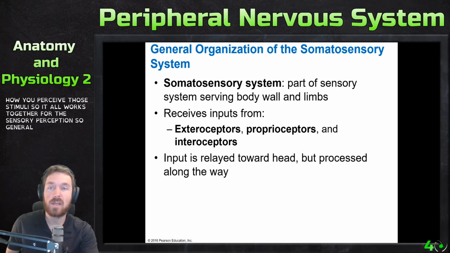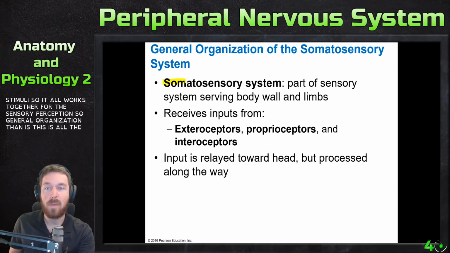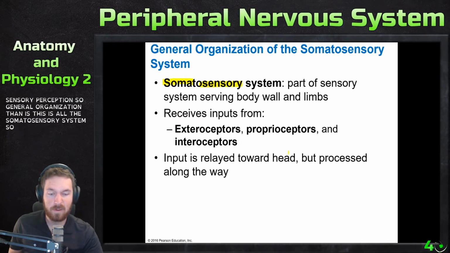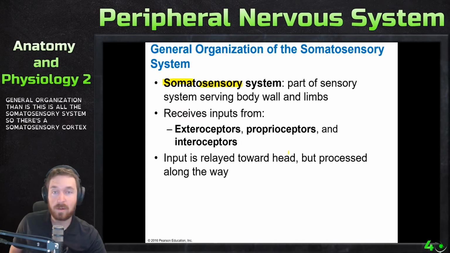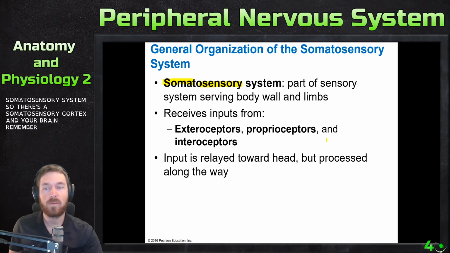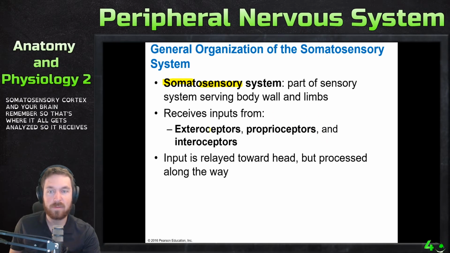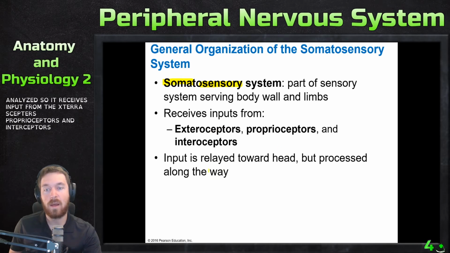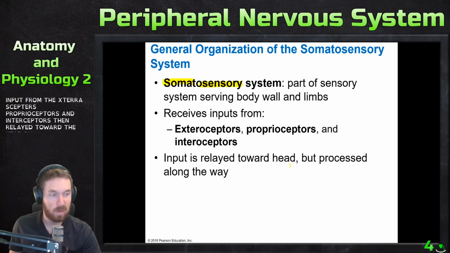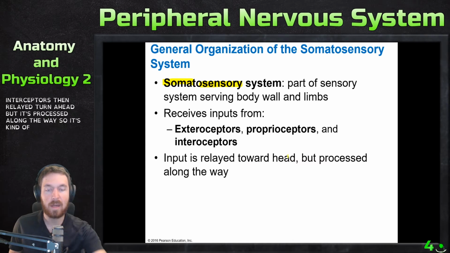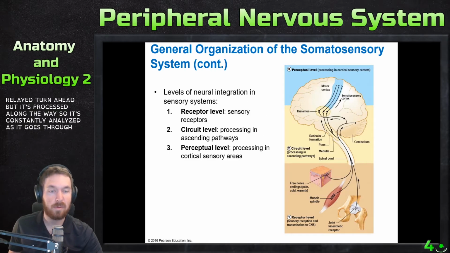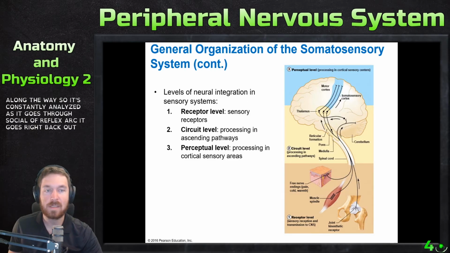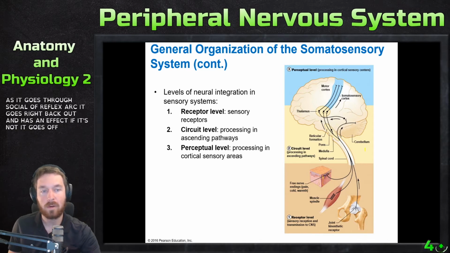So general organization then is this is all the somatosensory system. So there's a somatosensory cortex in your brain, remember? So that's where it all gets analyzed. So it receives inputs from the exteroceptors, proprioceptors, and interoceptors, then relayed toward the head, but it's processed along the way. So it's constantly analyzed as it goes through. So this is a reflex arc. It goes right back out and has an effect. If it's not, it goes along the whole pathway.